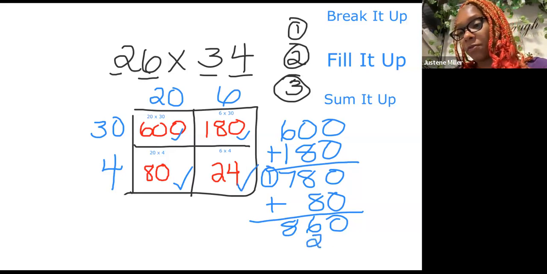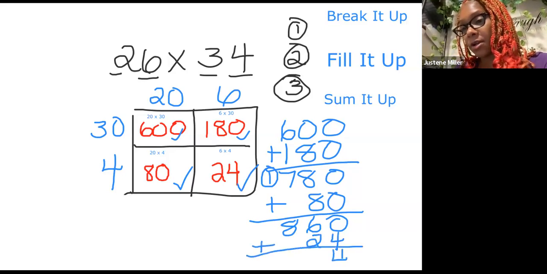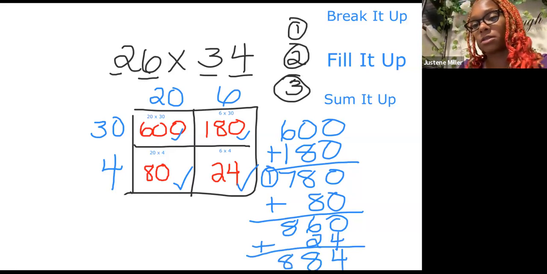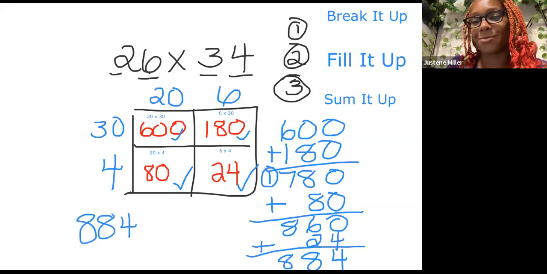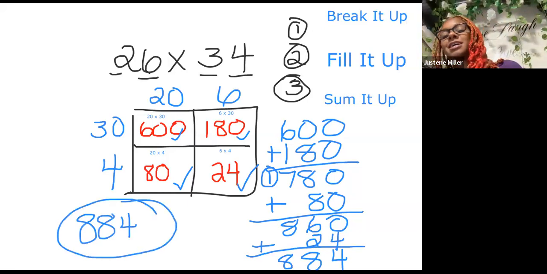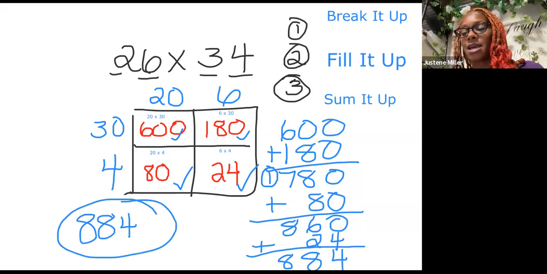And then we add 24 to this one. I got 4, got 8, and I got 8. This final answer is, like I told you, always circling those answers for your math teacher so they know where it is, and so they can check your work. 884, and that is the area model.